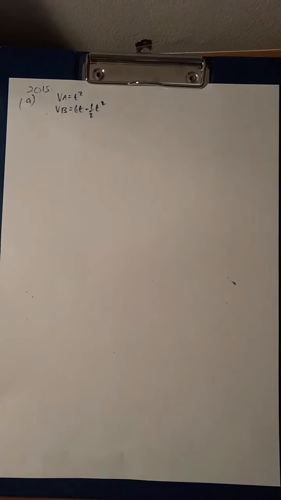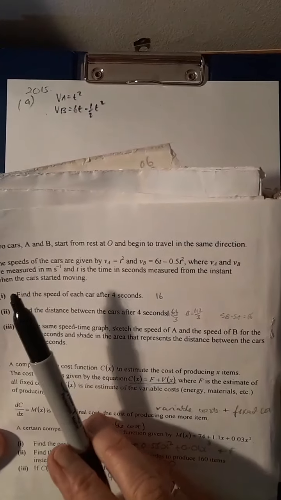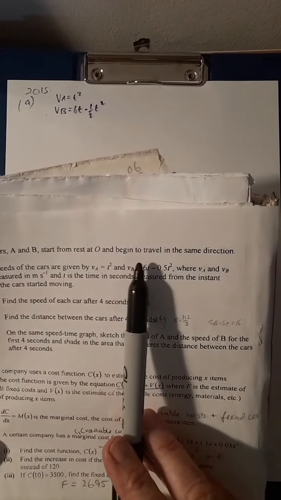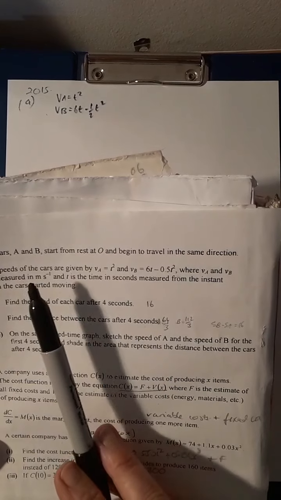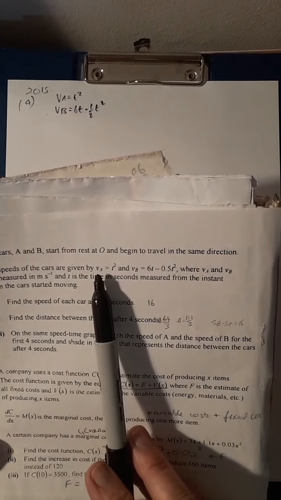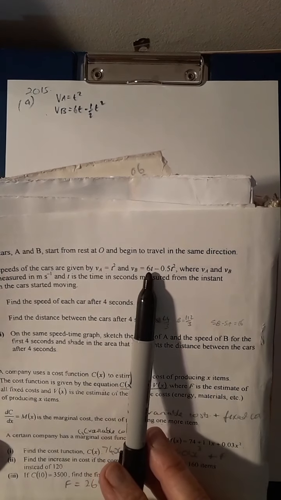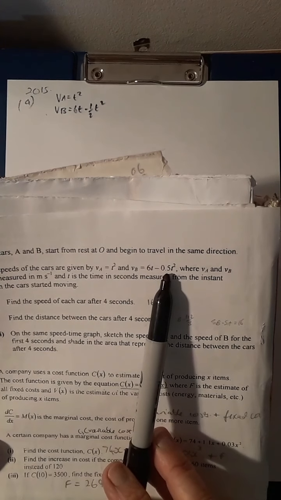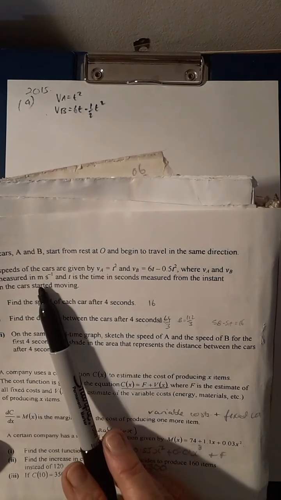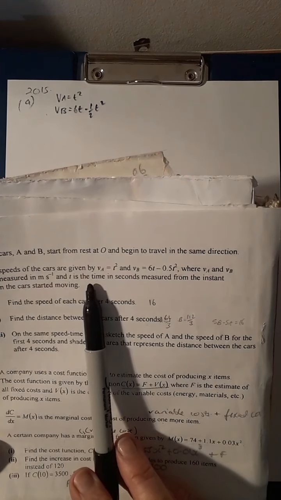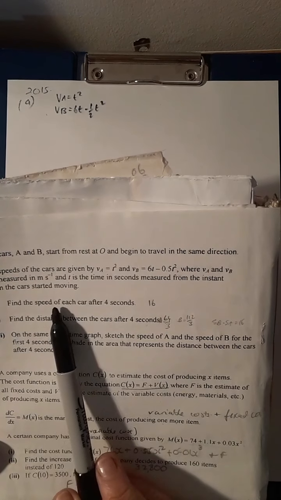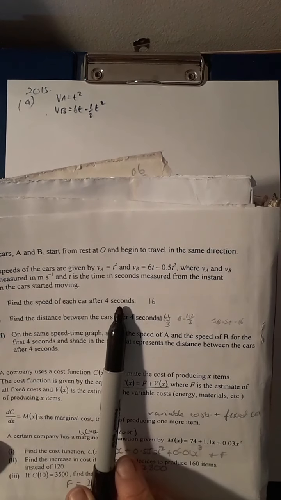We've got question 10. We've got two cars starting from rest and they begin to travel in the same direction. The speeds of the cars are given by VA is t squared and VB is 6t minus a half t squared. They're measured in meters per second and time is in seconds. You've got to find the speed of each car after 4 seconds.